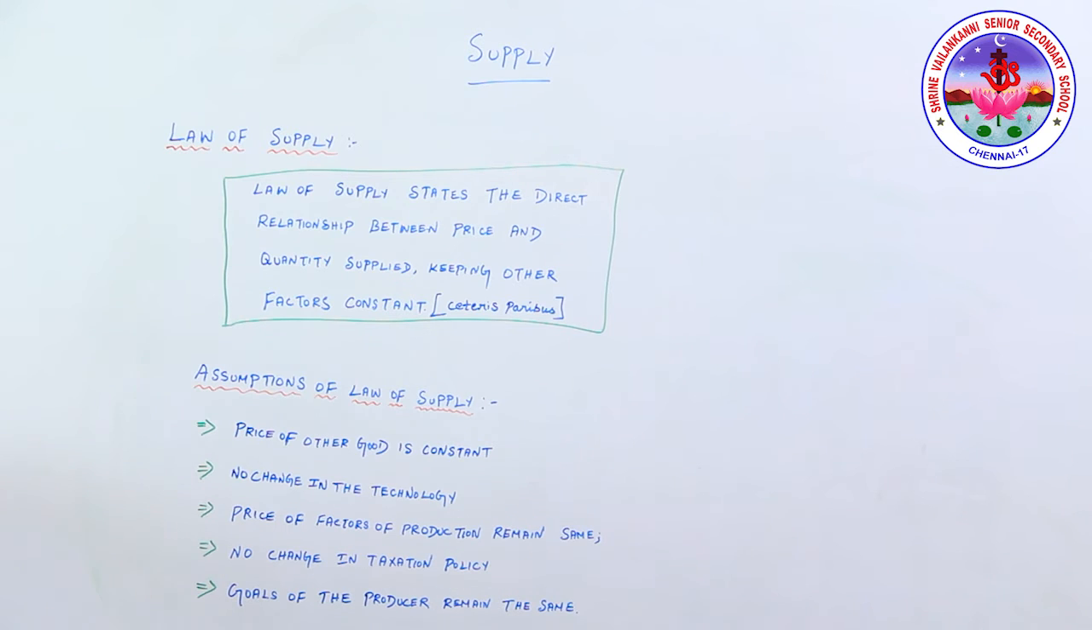While stating the law of supply, the phrase keeping other factors constant or ceteris paribus is used. This phrase is used to cover the following assumptions on which the law is based. The first one, price of other goods is constant. Second, no change in the technology. Third, price of factors of production remains the same. Fourth, no change in the taxation policy. And the fifth one, goals of the producer remain the same.